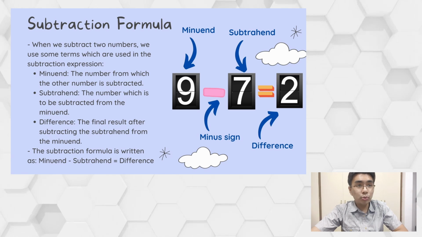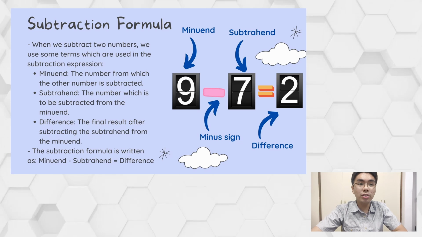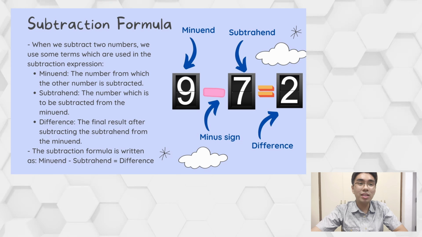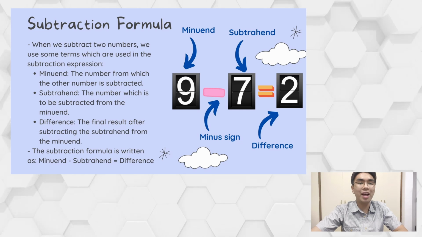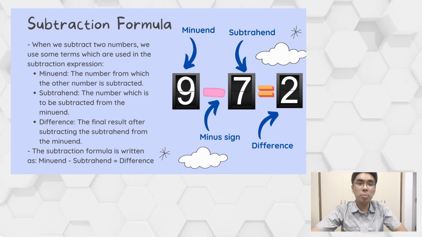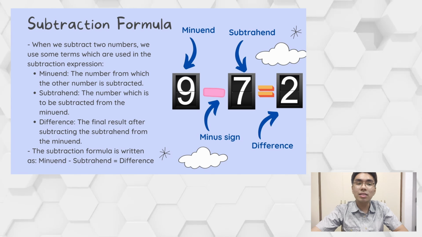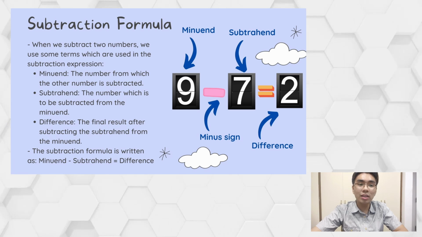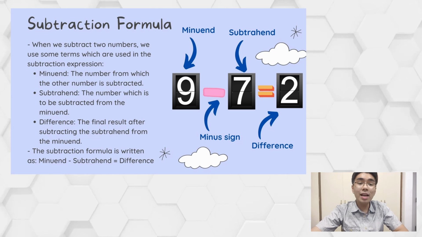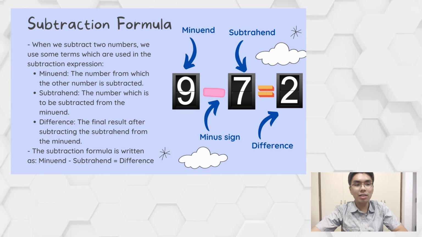Now we move on to the subtraction formula. When we subtract two numbers, we use some terms which are used in the subtraction expression. First, the minuend. It is the number from which the other number is subtracted. Next is the subtrahend. It is the number which is to be subtracted from the minuend. Lastly, the difference. It is the final result after subtracting the subtrahend from the minuend. The subtraction formula is written as follows. Minuend minus subtrahend equals difference.